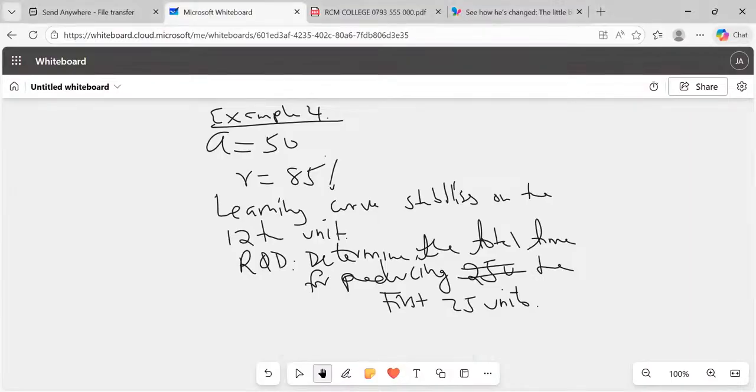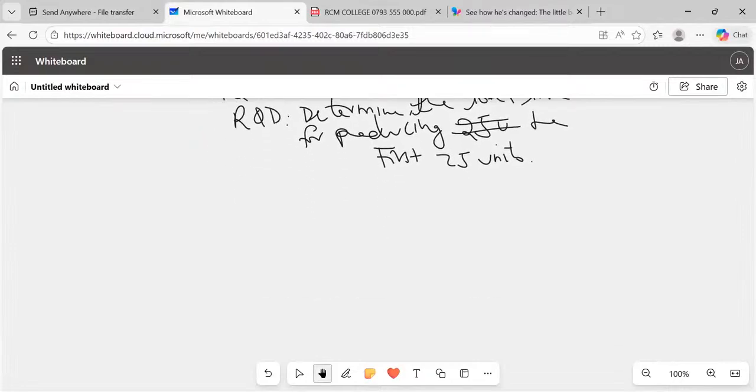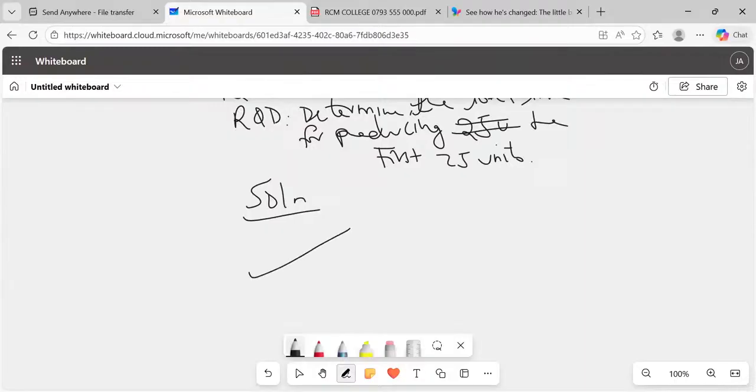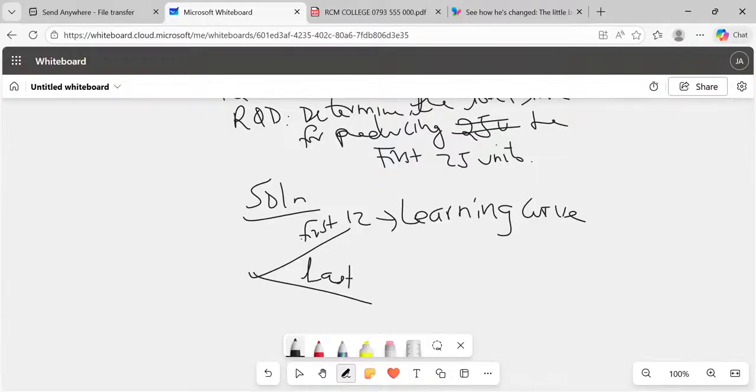All right, so allow me to demonstrate something very important. We have 25 units. So it means that for the first 12 units, we shall use the learning curve. And then the last 13. Where have I gotten 13 from? Because we are talking of 25. So for the last 13, we use the stability time.